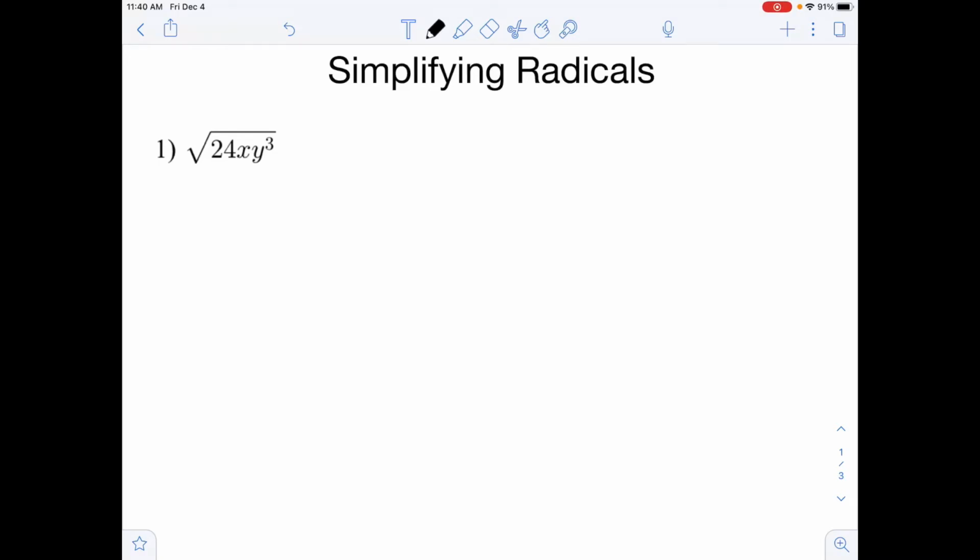All right, guys, so we're going to pick up and simplify radicals. We're going to simplify some radicals here. Now, what we've previously done was to simplify square roots, just square roots with no variables.